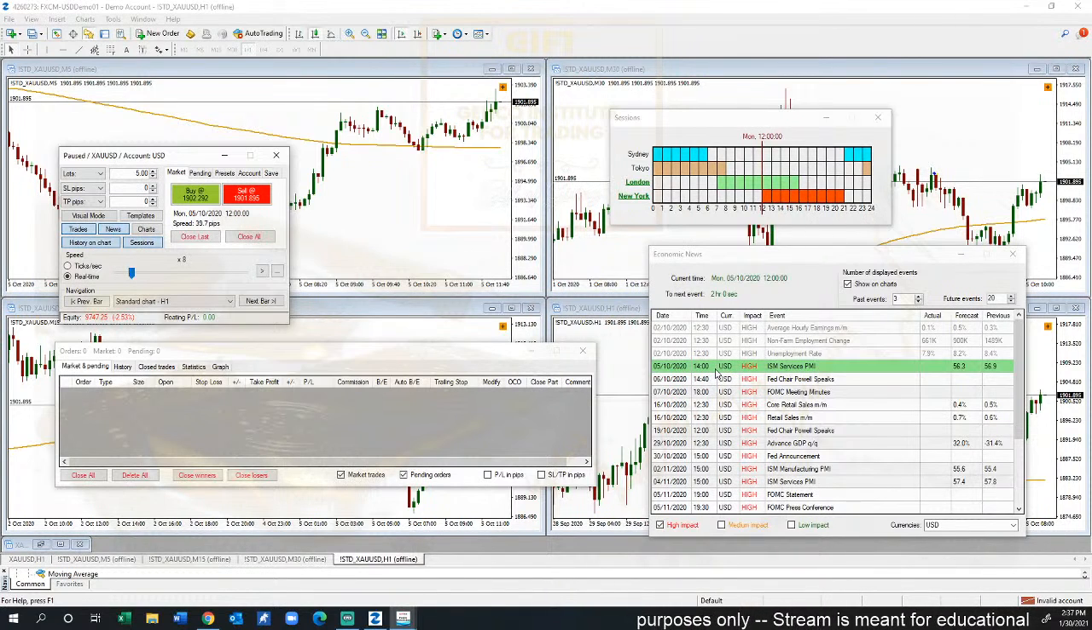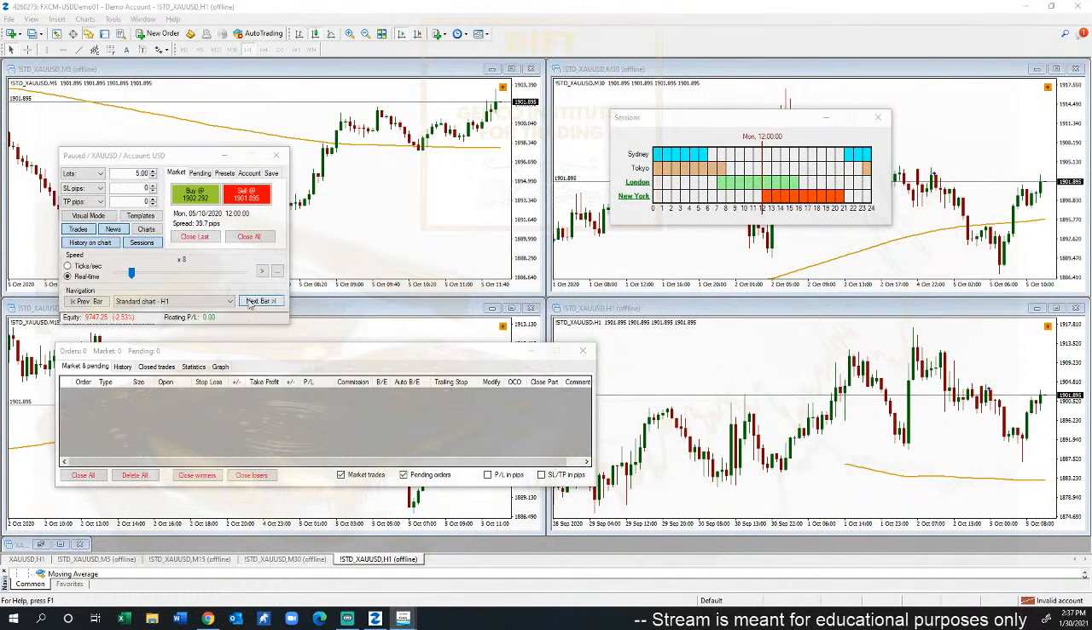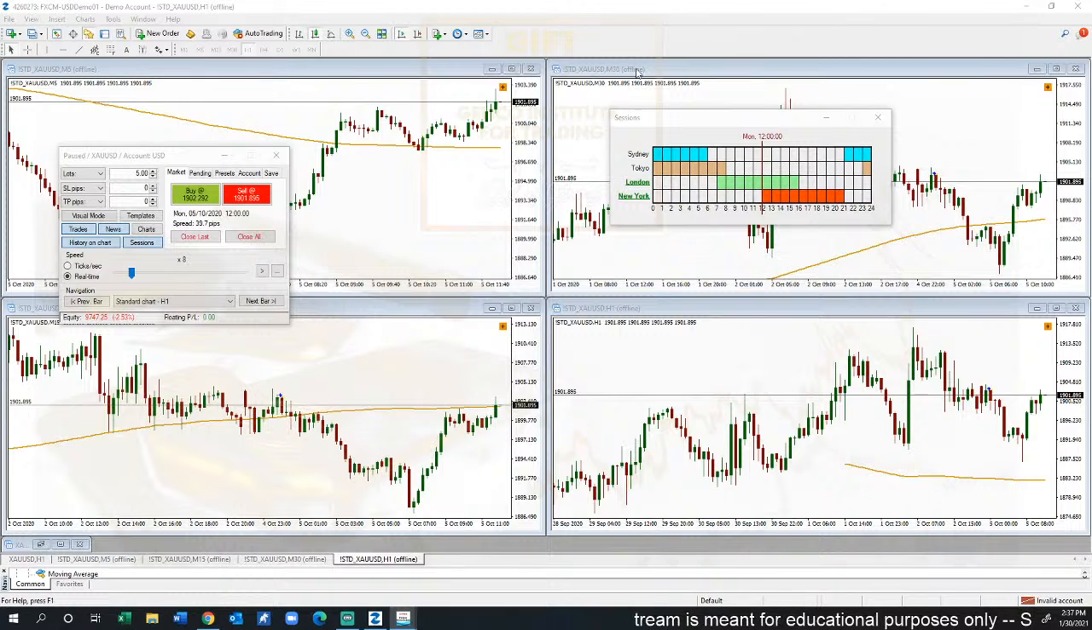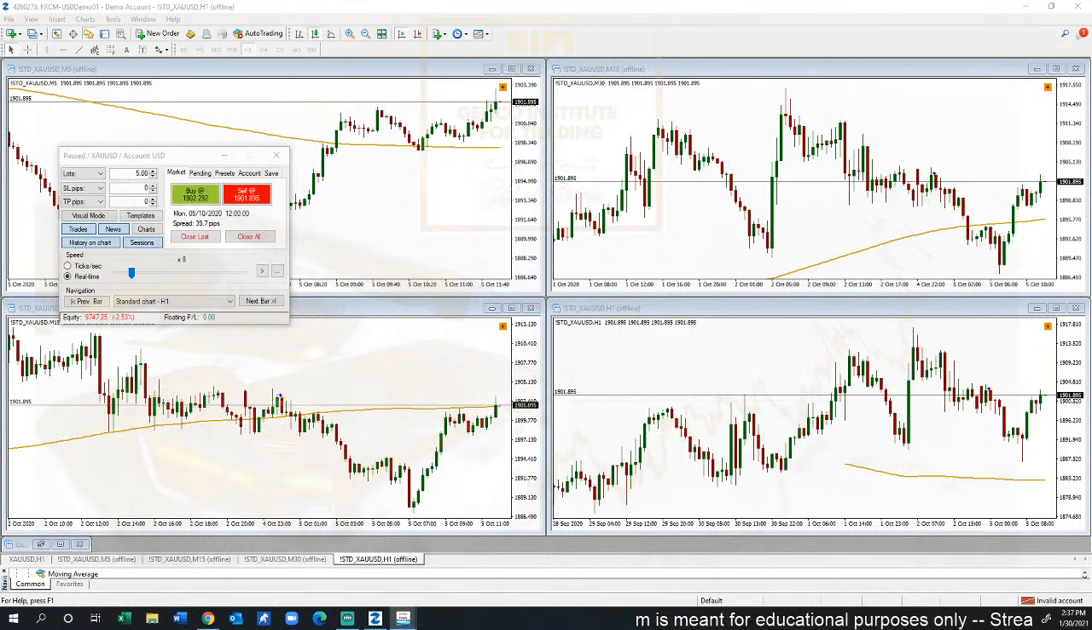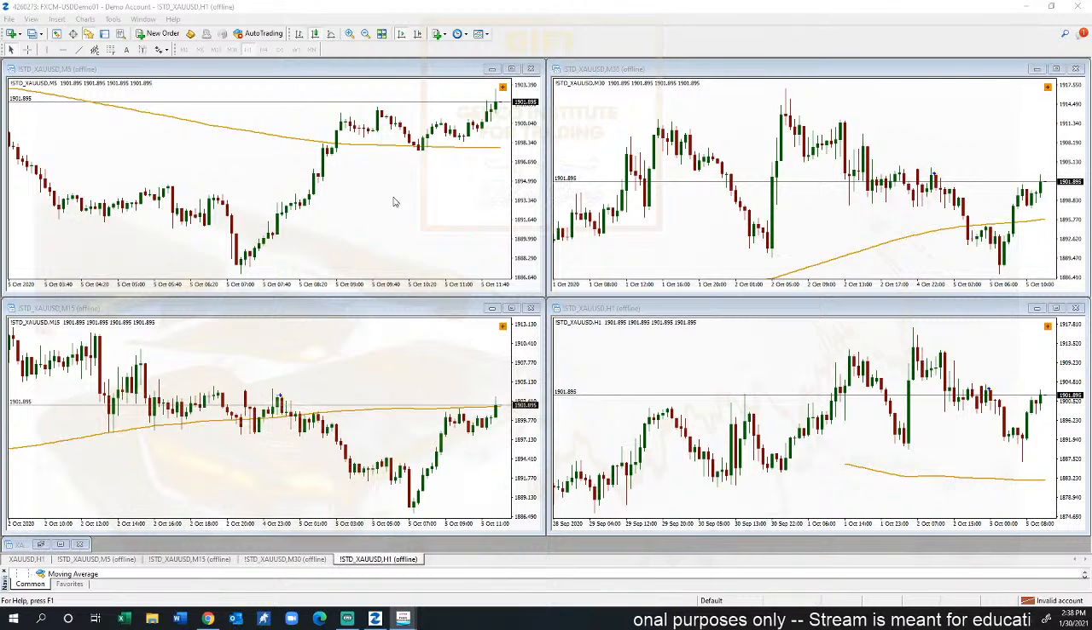We have news at 8 o'clock. That's usually when I wind down trading, so I'll keep that on the side and pay close attention to it. Here's the console where you buy and sell and do your simulation trading from. So with that, let's get started here.